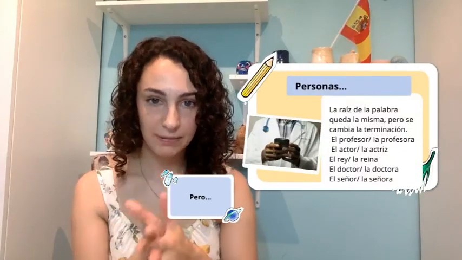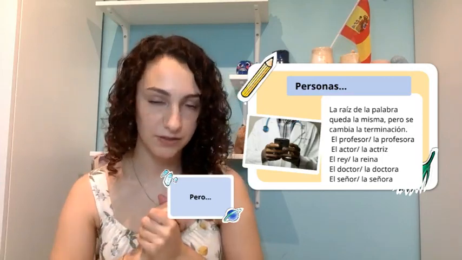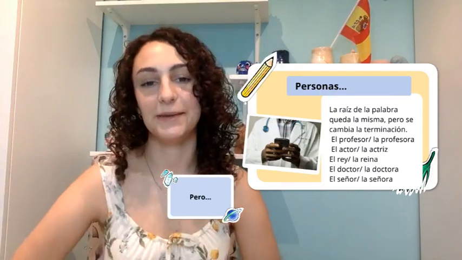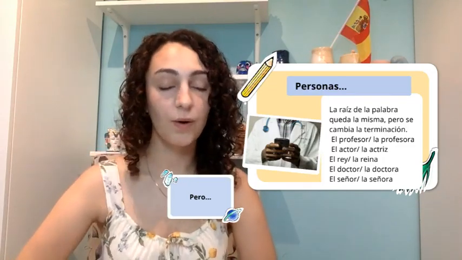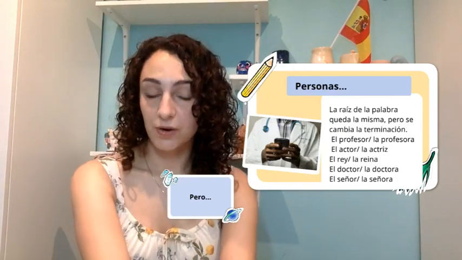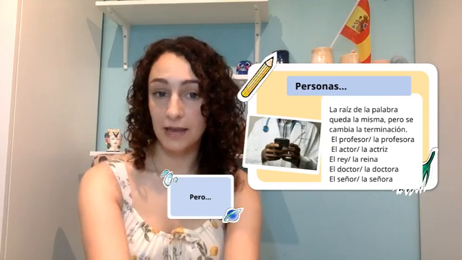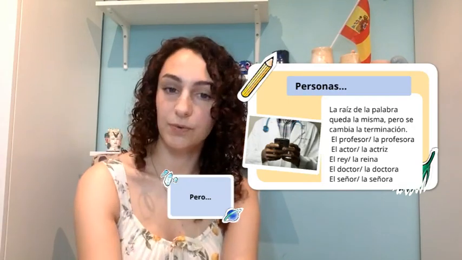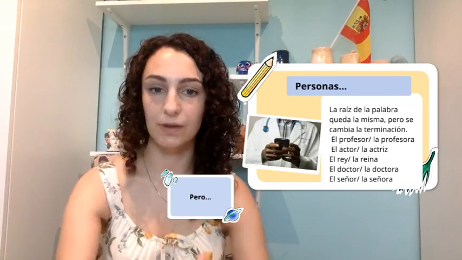So, personas, la raíz de la palabra queda la misma. So the root of the word is going to stay the same, pero se cambia la terminación. But we just change the ending to make it into the female version, basically. So, for example, tenemos el profesor, so the professor, o la profesora, which is the girl professor. El actor, o la actriz, okay? El rey o la reina. So we see it's kind of the same, rey, reina. Okay, so you can see these words change to the female. Like we add A and it becomes feminine.